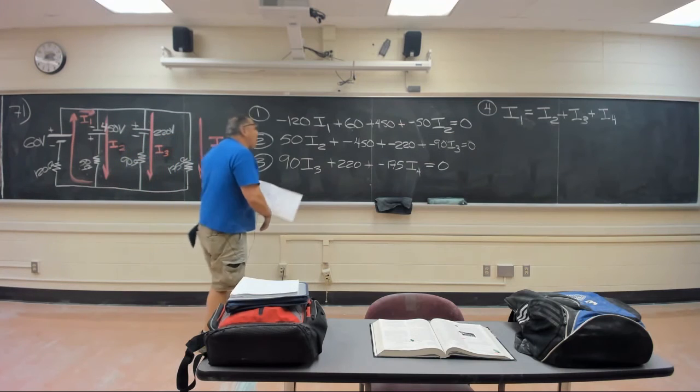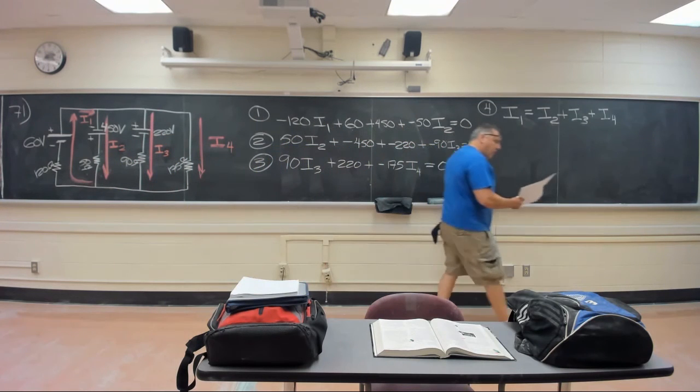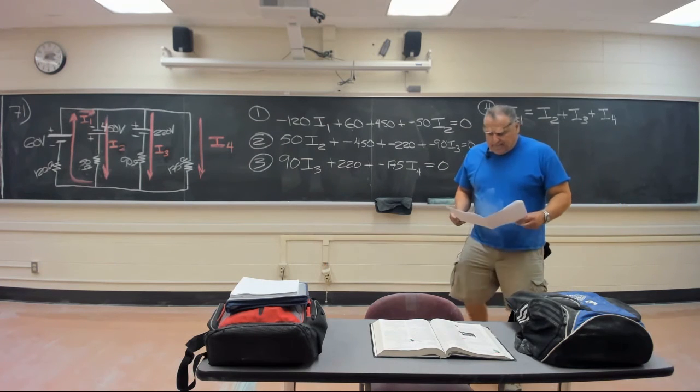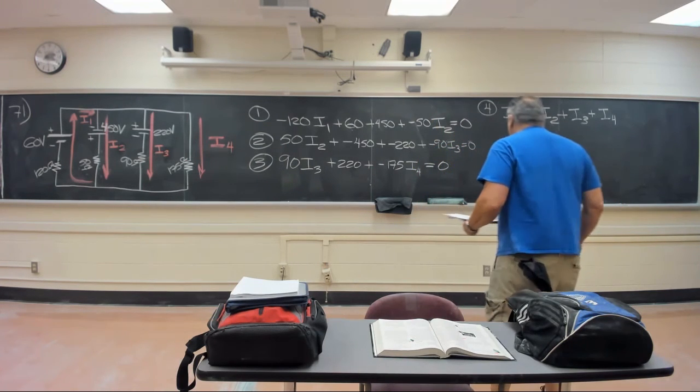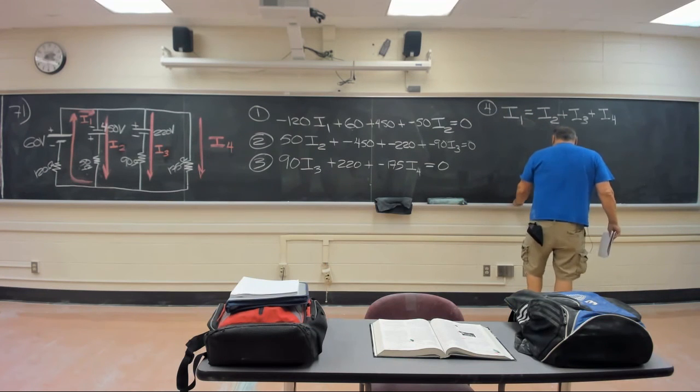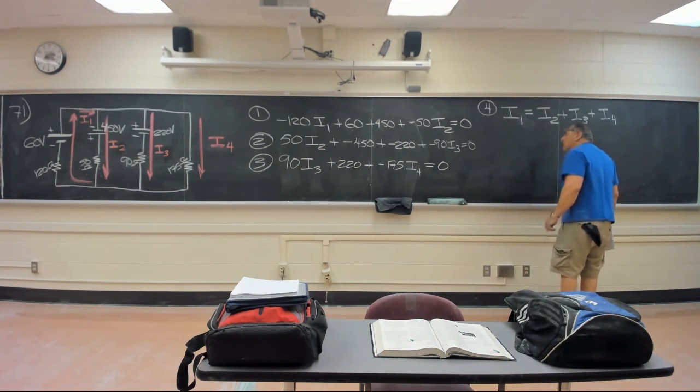What goes in comes out. The I1 is equal to I2 plus I3 plus I4. That is 4 equations, ladies and gentlemen, and 4 unknowns. That is essentially the end of the problem.